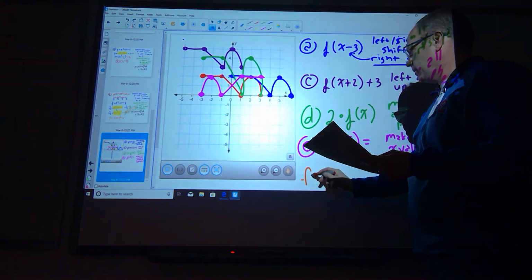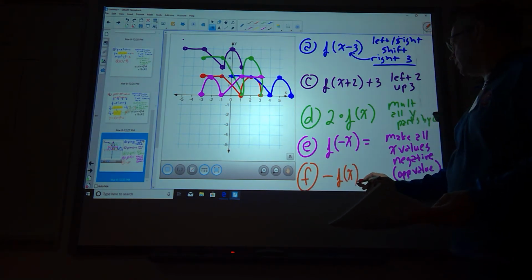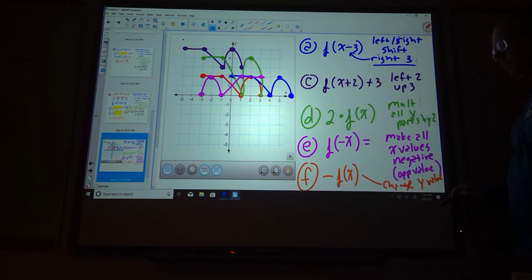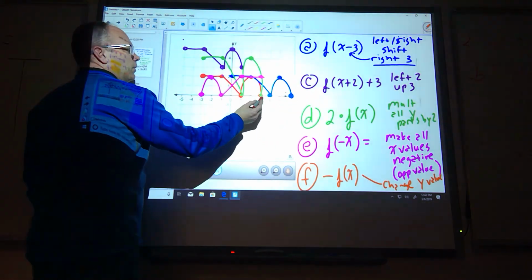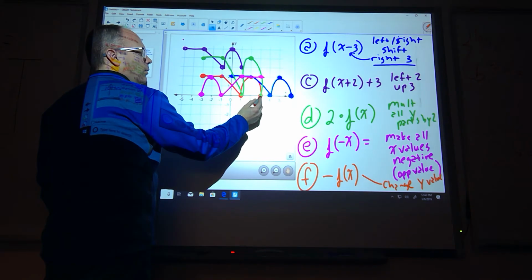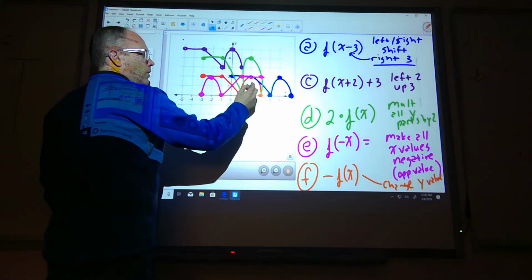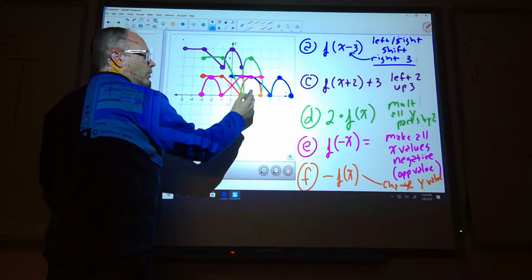And then the last one is this. Negative f at x. So it changes y values. Okay. So again, looking at my red. What's my y value right here on my red? 0. So I'll make it change the sign. Well, it stays 0. What's my y value here? 2. So it's going to be negative 2.